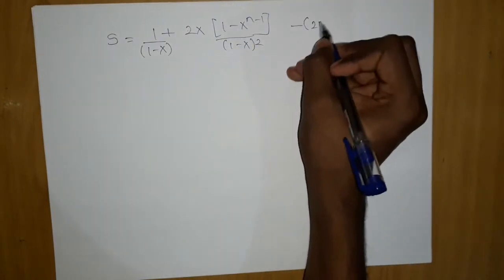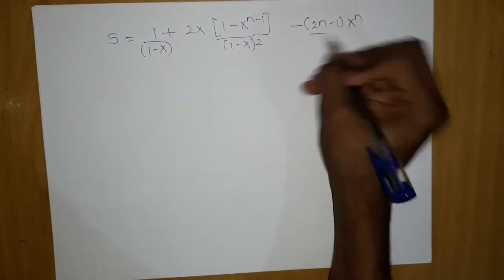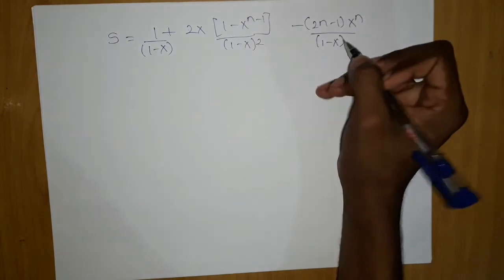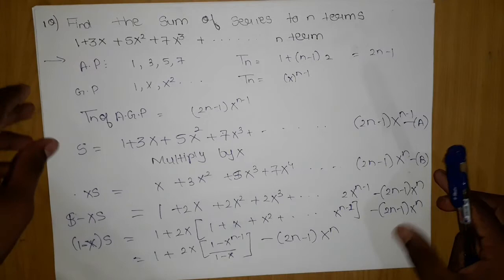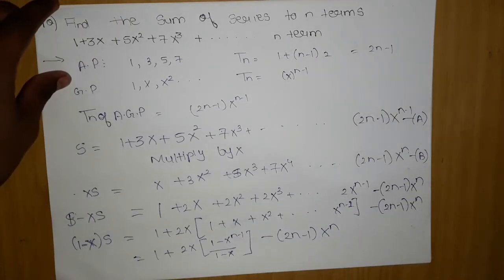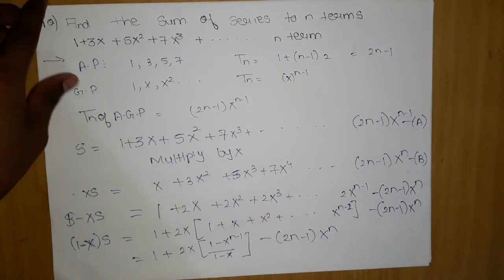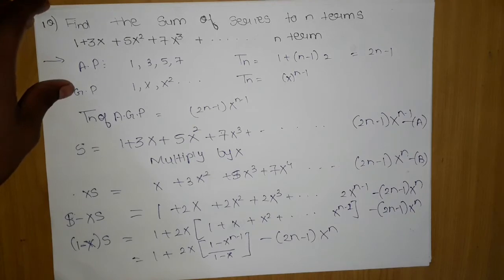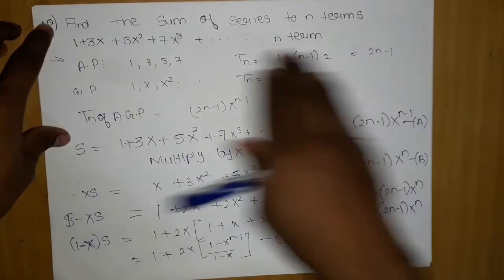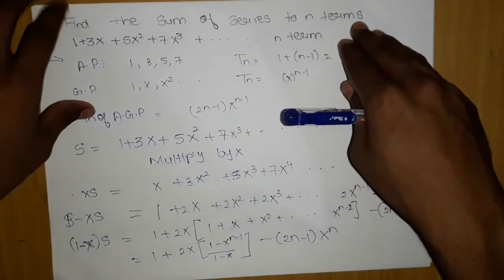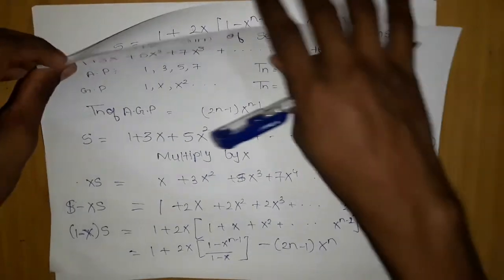This will be nothing but (2n minus 1) into x power n upon 1 minus x. So we are done with this problem. This problem was a good problem. The previous problems I gave you were in sequence, while this problem is given in series, like a sum.